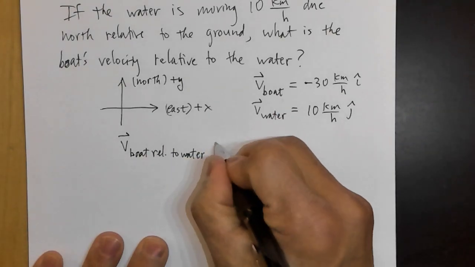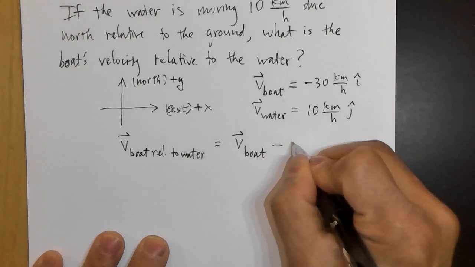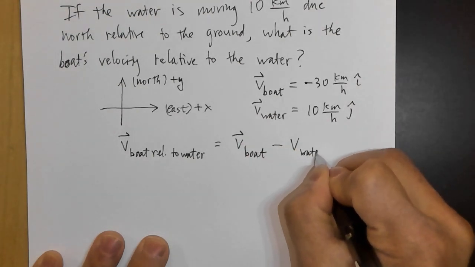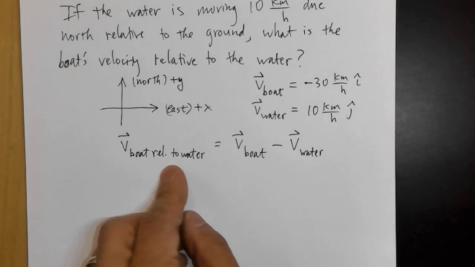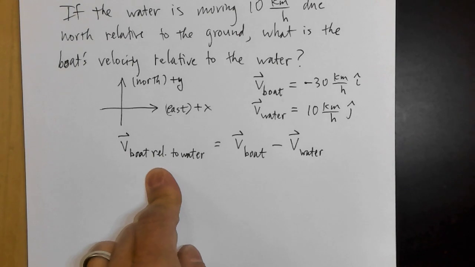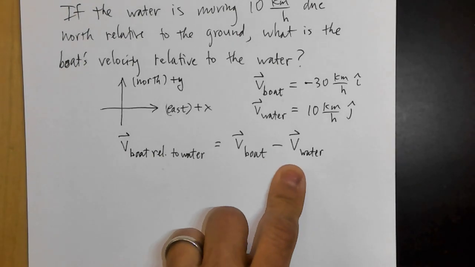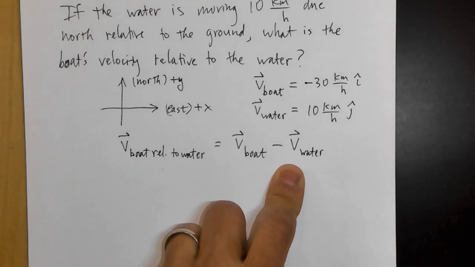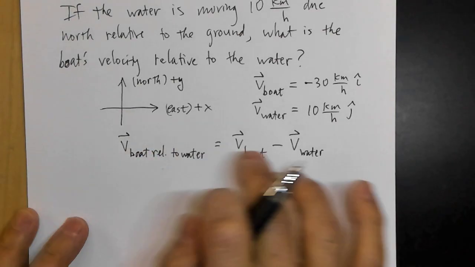So the boat relative to water would be the velocity of the boat minus the velocity of the water. Okay. This is the velocity of the boat as seen by the water. So you take the velocity of the boat, you subtract the velocity of the water because I'm the water, I'm watching the boat, I'm going to subtract my velocity to get it. Okay? If you like this, write it this way.